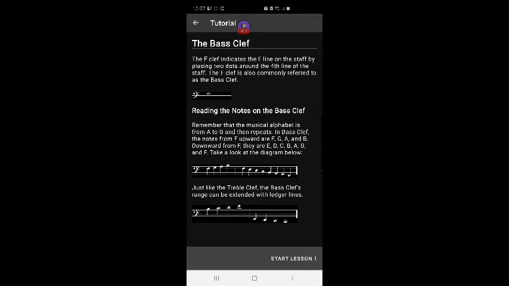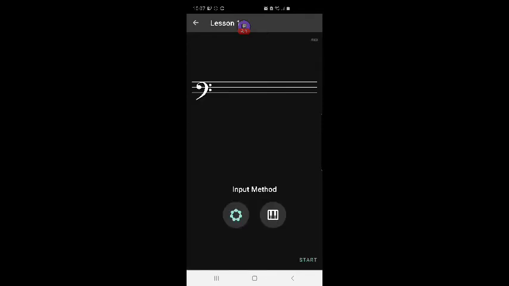Just like in the treble clef, the bass clef's range can be extended with ledger lines. Yes, that's true. Start lesson one. I guess I knew all that already. Start lesson one. Okay, let's go back.